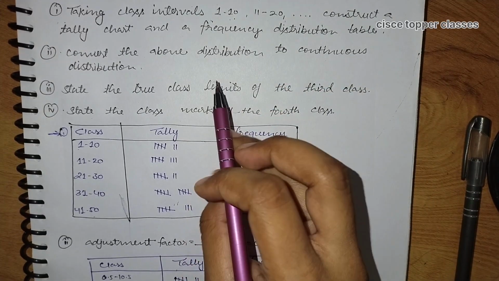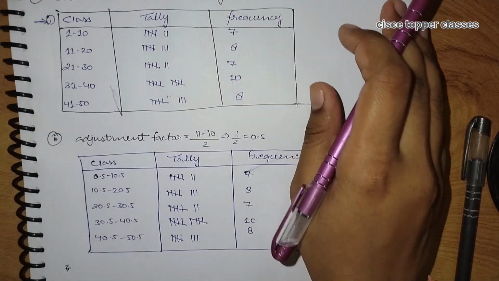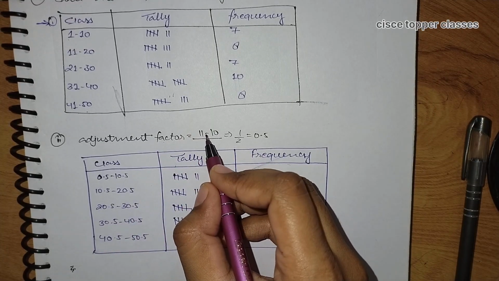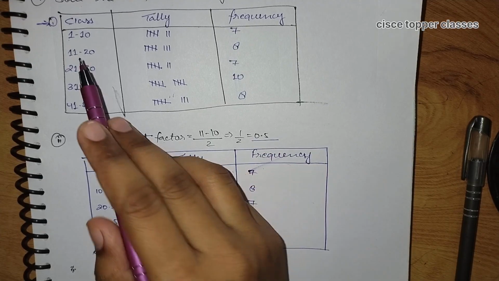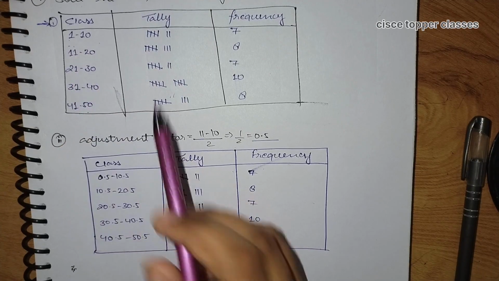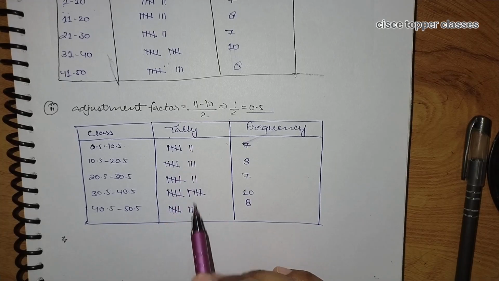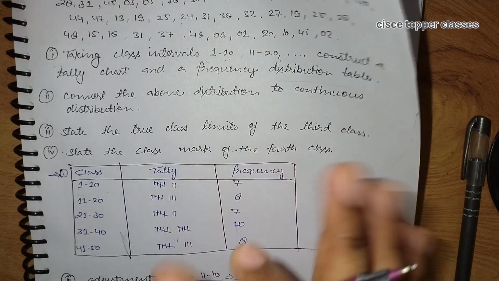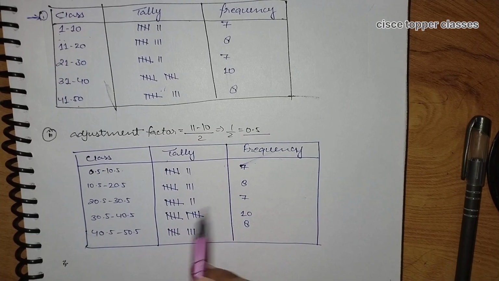If you want to convert the above distribution table to a continuous distribution in the second part, firstly we have to convert by the adjustment factor. We know the adjustment factor is the lower limit minus the upper limit of the previous class, divided by 2. So this is 0.5. From that, we will subtract 0.5 from the lower limit and add it to the upper limit. So this will be 0.5, then 10.5. Now the tally marks we can draw between these numbers only if any of these numbers lie.